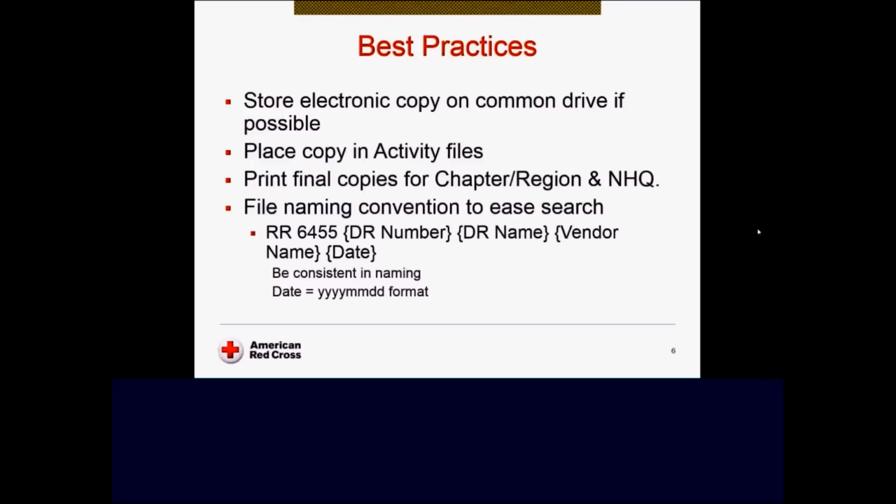So if I just want a listing of all the 6455s in my search area, I'll just put 6455 and I'll get them. If I just want 6455s for a certain DR number, then I can just put in that DR number. Or if I know that I created this back in, say, June of 2013, 2013-06, then I can do a search there.